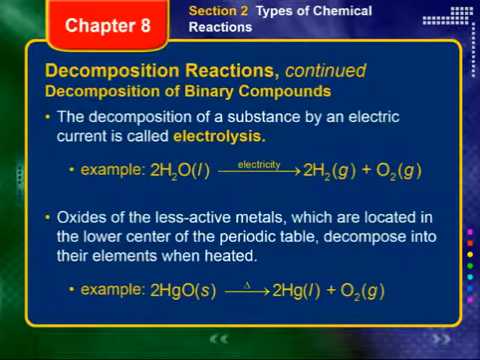Oxides of the less active metals, which are located in the lower center of the periodic table, decompose into their elements when heated. Again, decomposition. Notice this one substance breaking into multiple substances. And then look on top of the reaction arrow, you see the delta. Okay, heat. Heat is being added. Unless you heat these things, this decomposition won't happen.